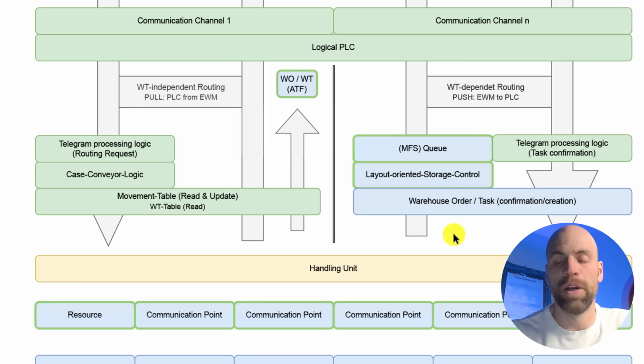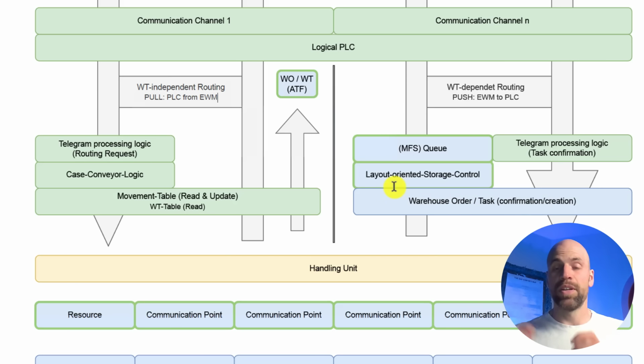So we have the warehouse task confirmation and creation first. Creation based on the layout-oriented storage control, which is used in this context for MFS. Can also be used anywhere else without MFS. We use it for MFS here. We create a task, assign the task to a queue. If the queue is MFS relevant, we trigger the telegram creation based on the task. And then at some point, we close the loop with the confirmation of the task.